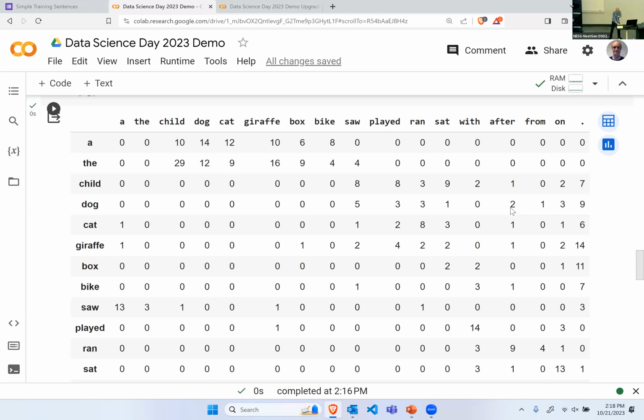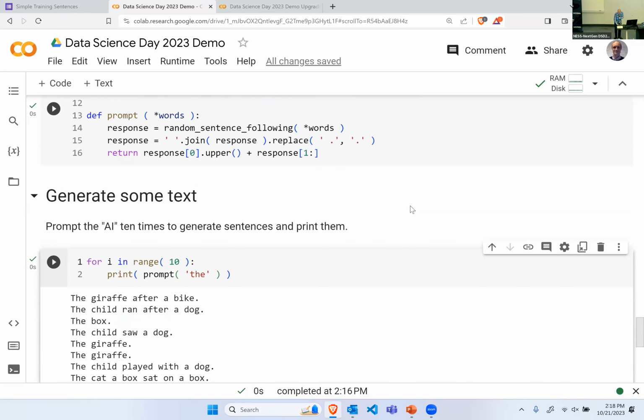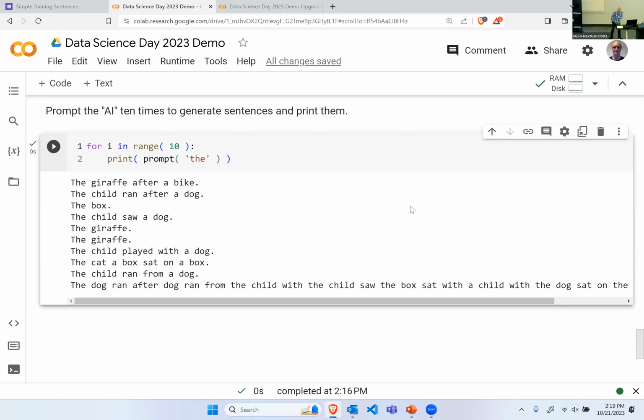Okay, so this code does that. And then here it's been run 10 times. Now, don't expect wonderfulness because it's a tiny model. But let's see, we have the giraffe after a bike. Okay, that's not that great. I can't tell if that's because the model was not so smart. Okay, the child ran after a dog. Nice. You guys gave me good sentences. It learned the box, period. Okay. The child saw a dog. Great. All right. So you see there's some nonsense and some good stuff.